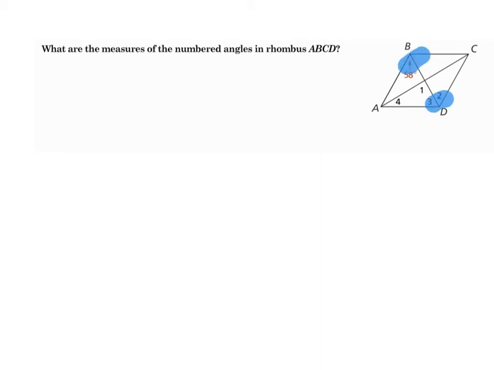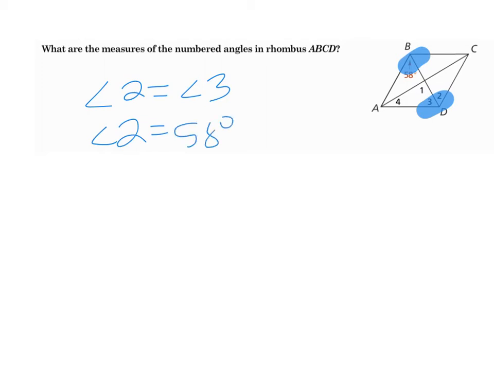And then, as you recall from earlier, I also talked about how those two angles would be congruent. These two angles would be congruent to these two angles because it's a parallelogram. Opposite angles are congruent. So we know in this case that angle 2 is equal to angle 3. And we also know that angle 2 is equal to 58 degrees, which means that angle 3 is also 58 degrees. Pretty simple there.